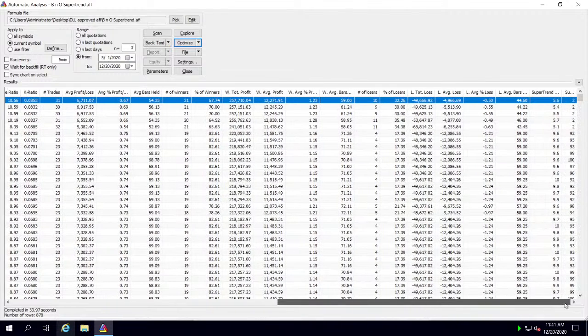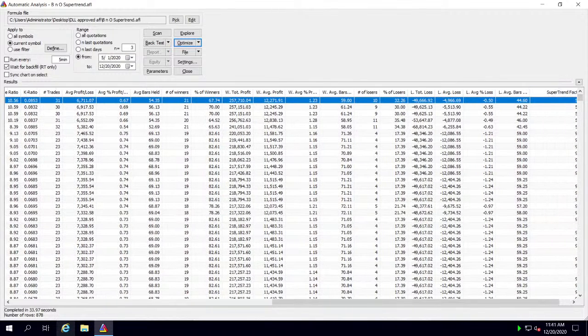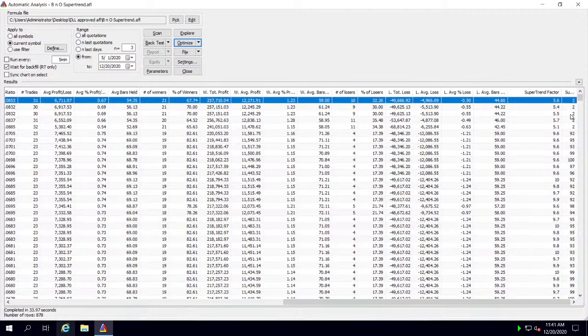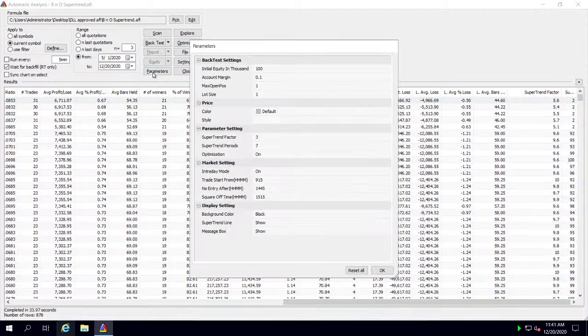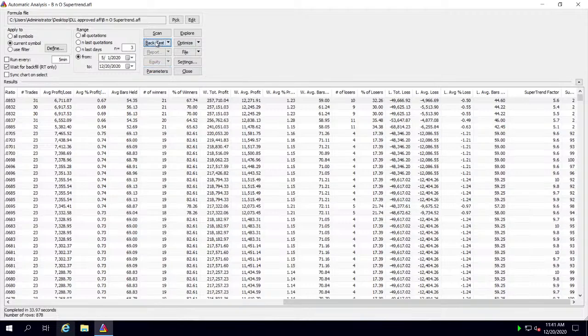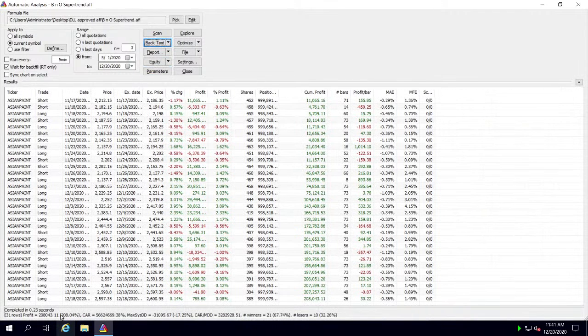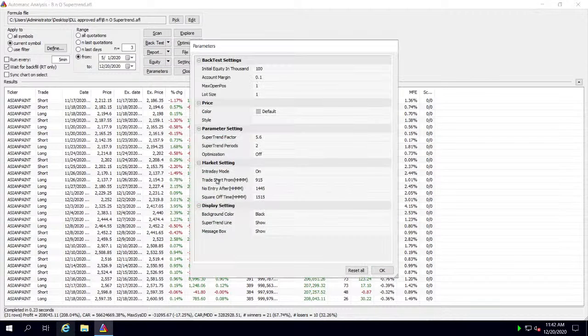We would have never imagined that 5.6 and 2 is actually the best parameter for ACC, right? The SuperTrend factor is 5.6 and the period is 2. So I'll go to parameters, make this 5.6, make this 2, and now if I click on backtest, well, now the returns are 208%. The highest return on Asian Paint by any SuperTrend combination would be 208%, and the best combination of SuperTrend is 5.6 and 2.